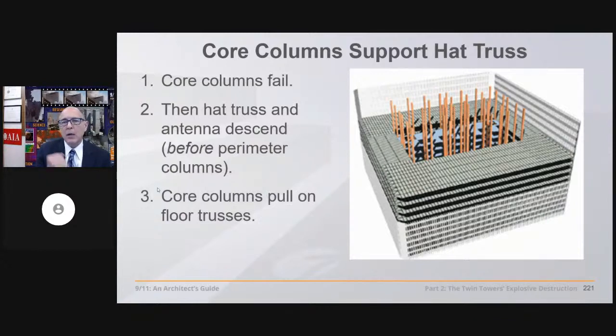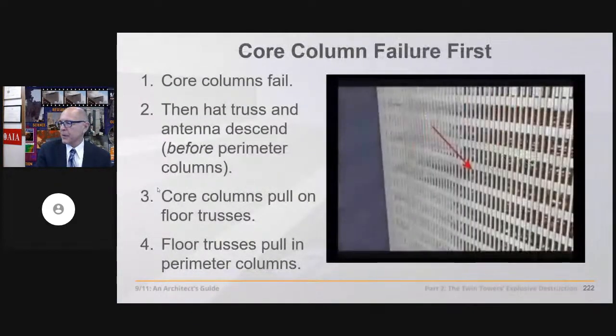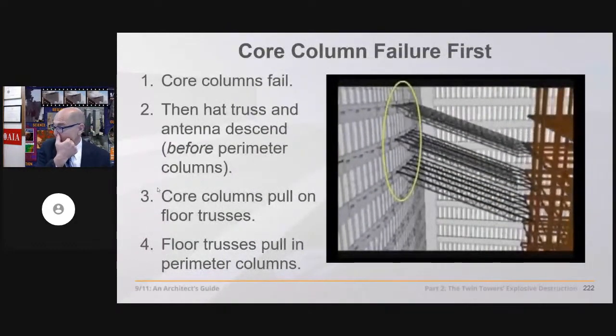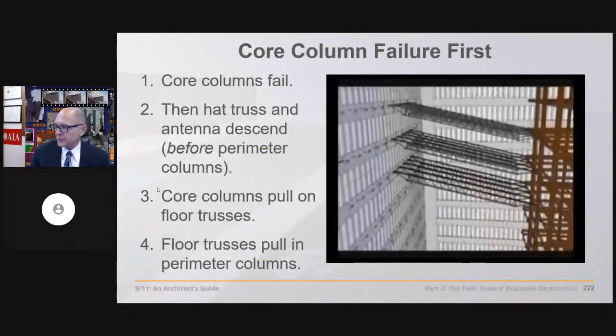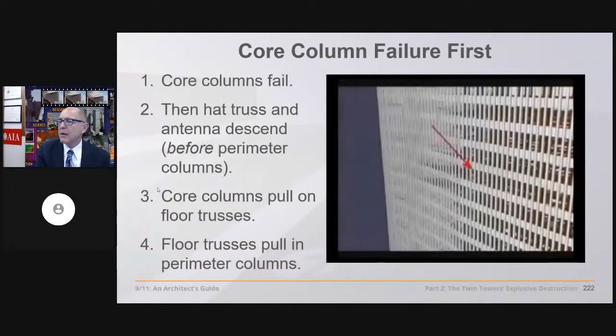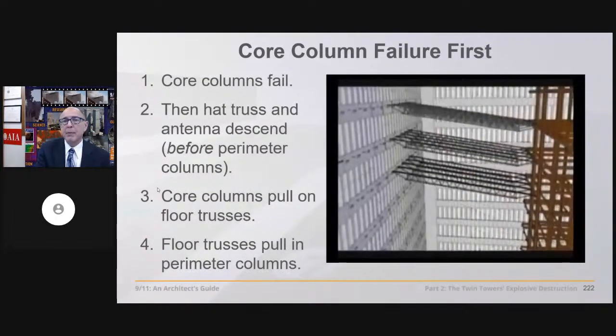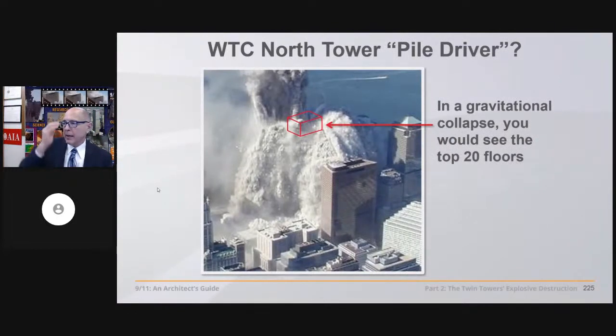And then as the core columns are falling down, they're pulling on the floor trusses. And then the floor trusses pull on the columns. Something like you see here in this animation, although we don't see the inward bowing in this particular animation. That is a very different theory than NIST's perimeter column failure theory.